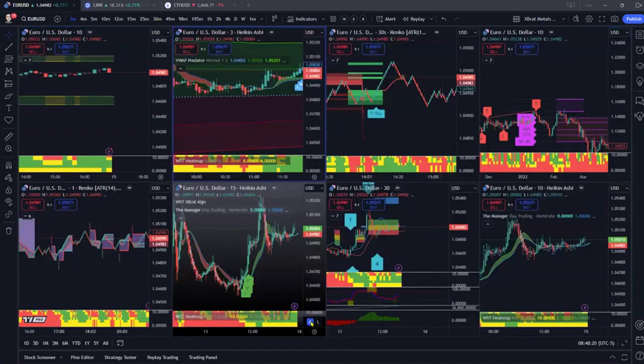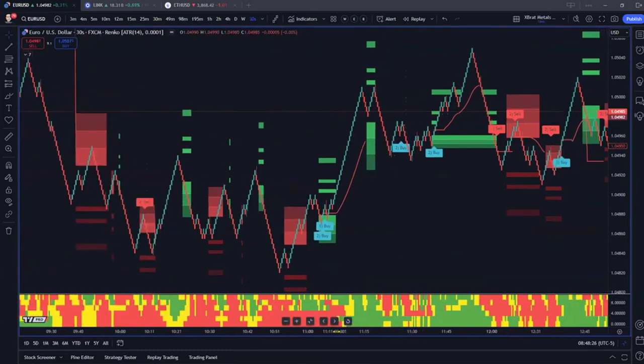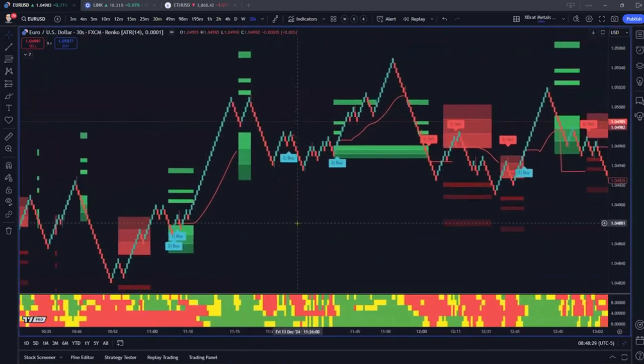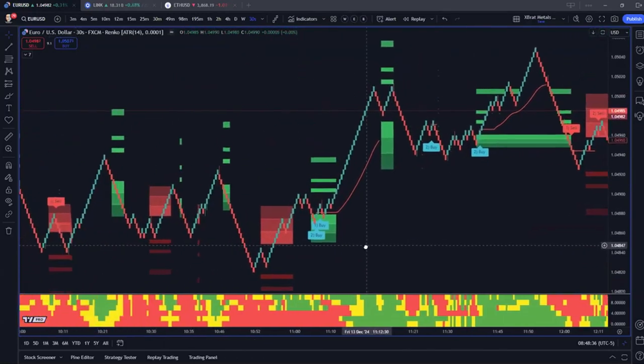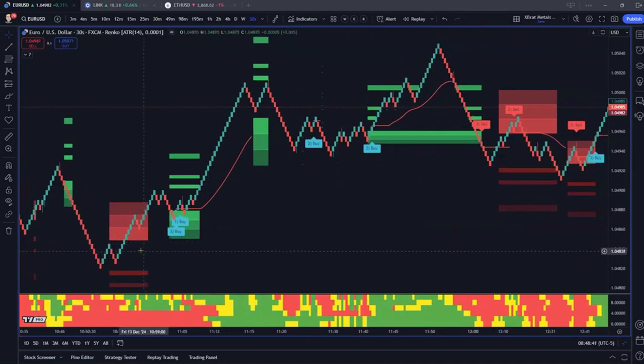So that's the next one. The next one is the Slingshot. The Slingshot does what it says on the tin. We have a slingshot type of environment. I've gone a bit weird here. This is a 30-second, but it's on the Renko ATR 14. But in reality, I just want to explain the actual strategy itself here, the signals.